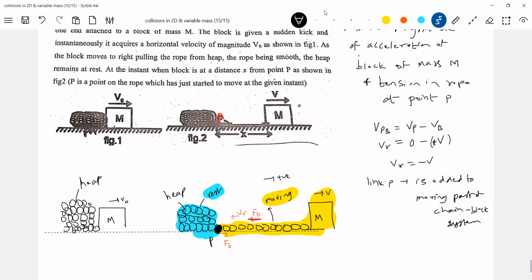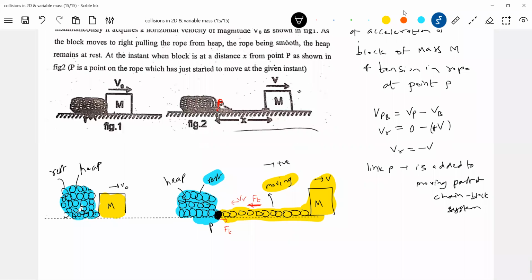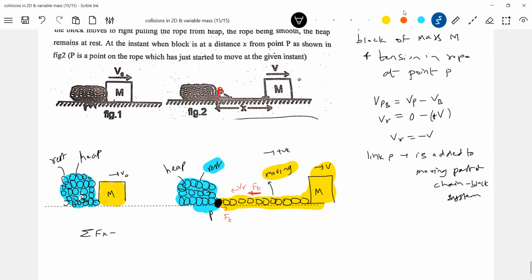So now what is the system here? I'll define that link P plus chain and moving block, everything is the system. So what is the net force on the system? It will be 0. So can we conserve momentum now? Because this part was at rest totally, and this yellow part is moving as usual. So what is the initial momentum? M V naught. Net force on system is 0, I'm saying. So initial momentum equals final momentum.